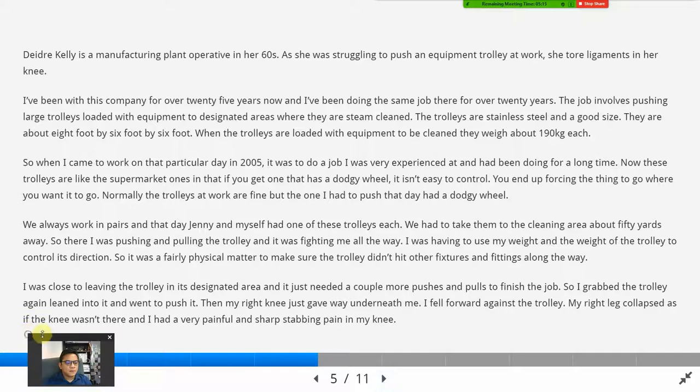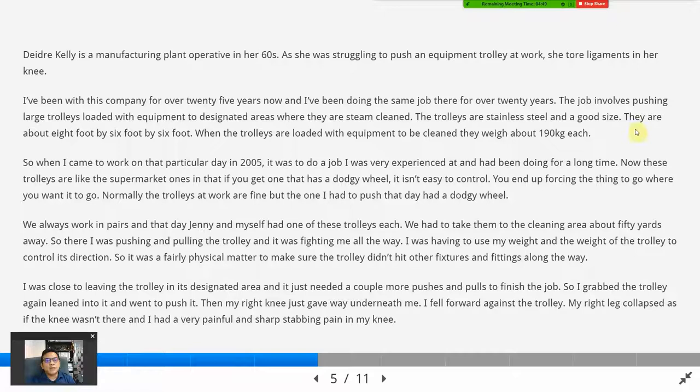So I will use an example to show you how to use the loss control model, loss causation model. This is a real example that I took from a case study. Please have a look at it and read it because it's a bit long. It's about Deirdre Kelly.